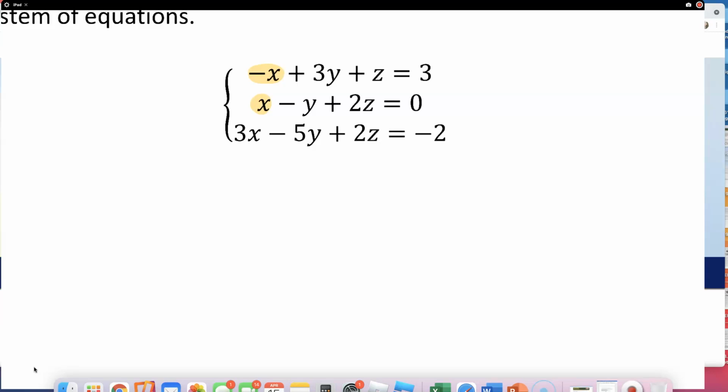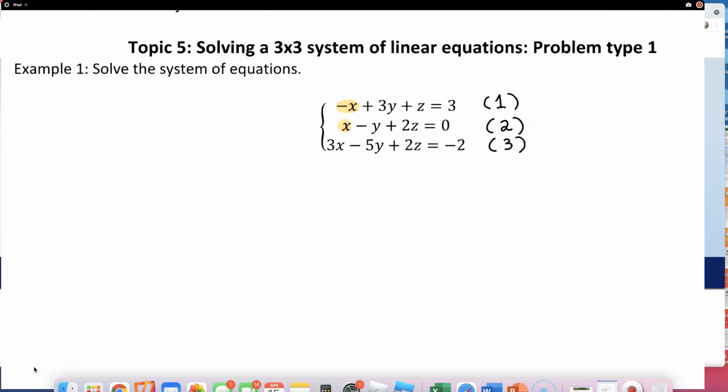So if I add, may I give them some names first of all? I'm going to call the first equation, equation 1, second equation, equation 2, and the bottom one, equation 3. So if I start using this parenthesis 1, 2, or 3, I'm talking about these guys, okay? If you take a look at equation number 1 and equation number 2, they already have the opposite. So step number 1, I have a plan.